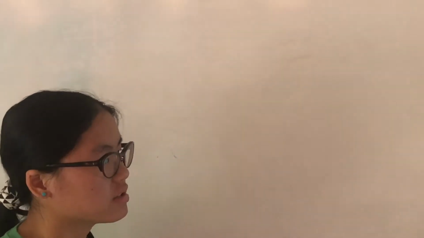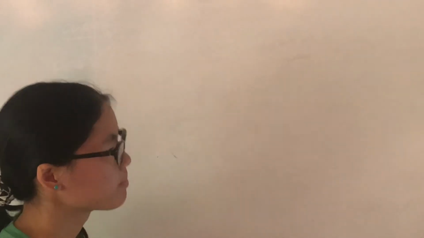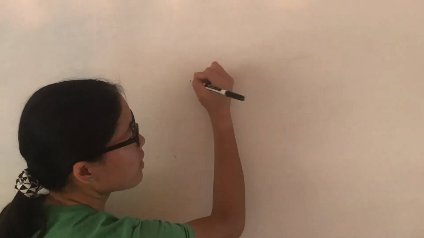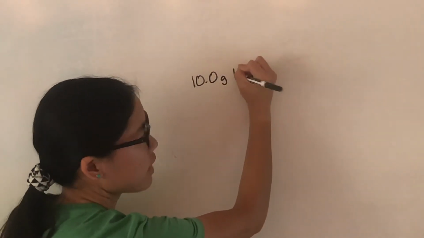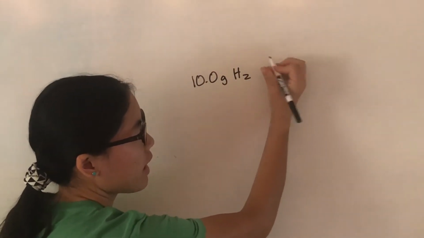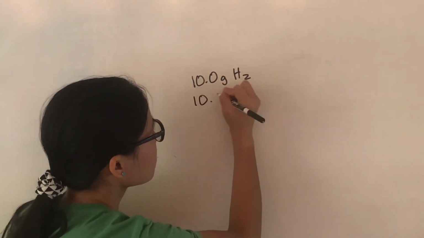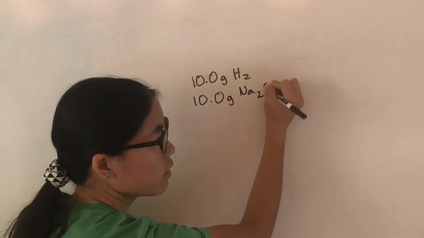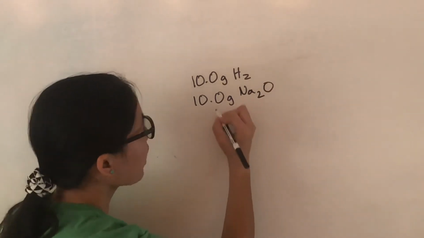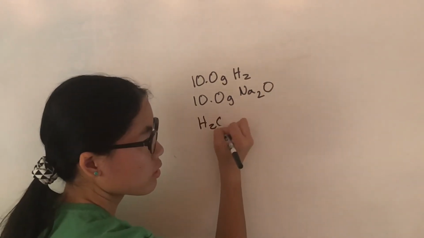It's not just enough to know what the limiting reactant is and what the excess reactant is, though. You have to know how to determine which reactant is limited and by how much. So, for example, if you had 10.0 grams of hydrogen gas, and it reacted with 10.0 grams of sodium oxide, what mass of hydrogen oxide is produced?